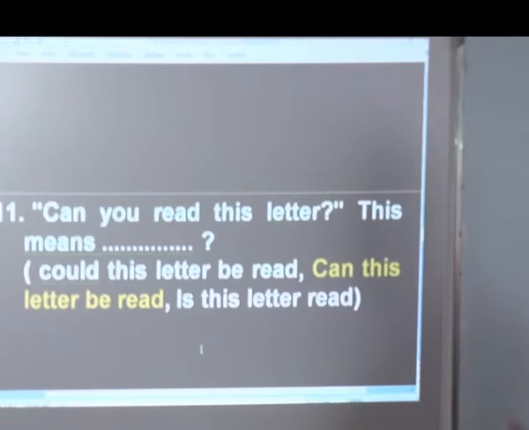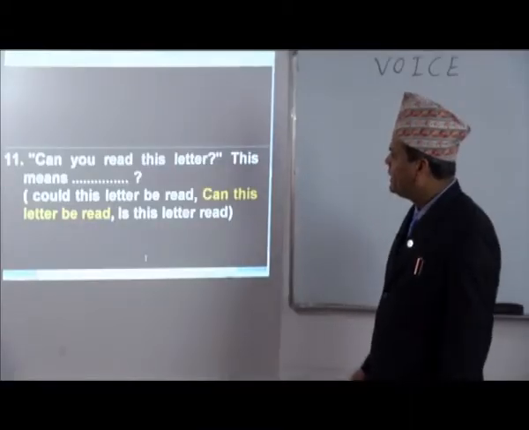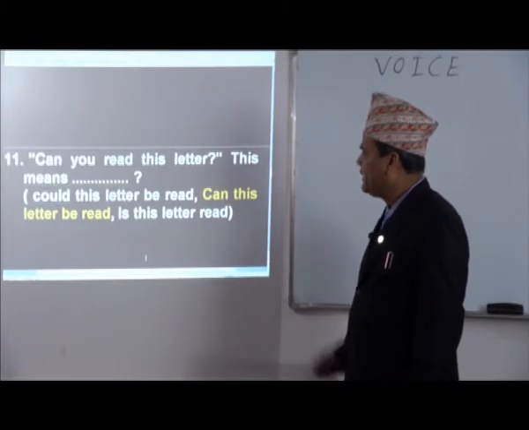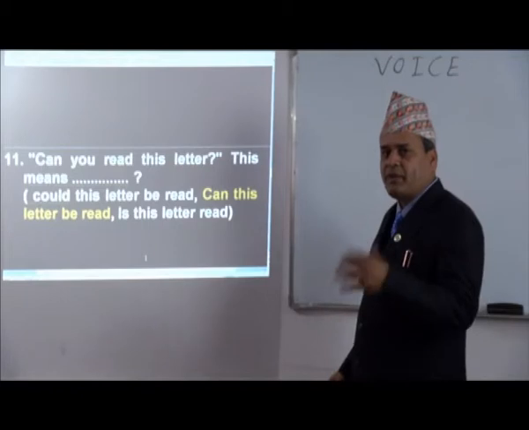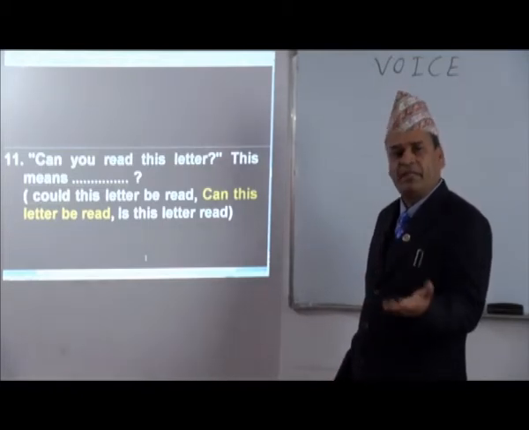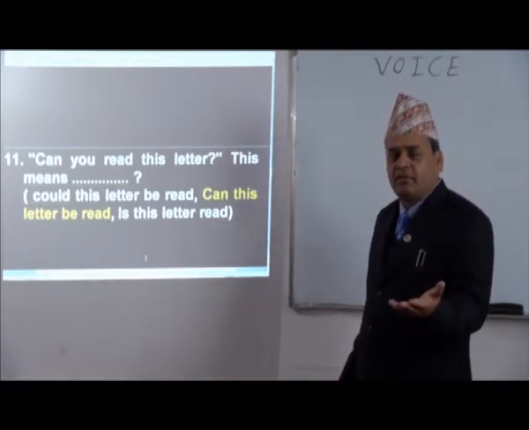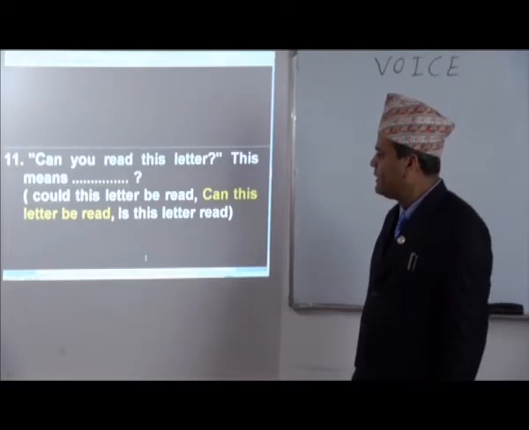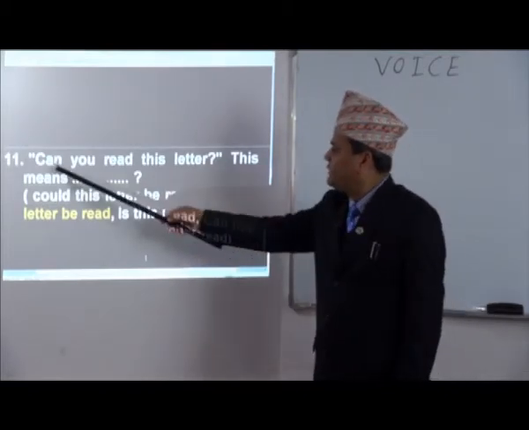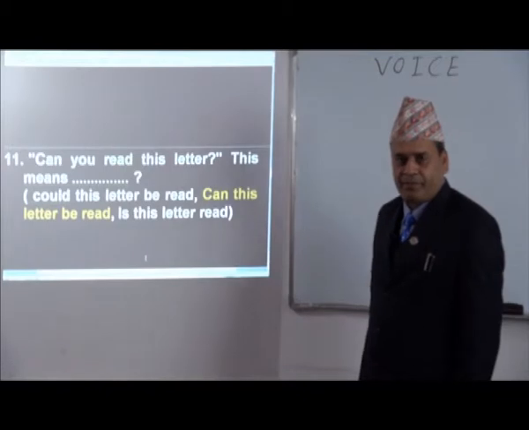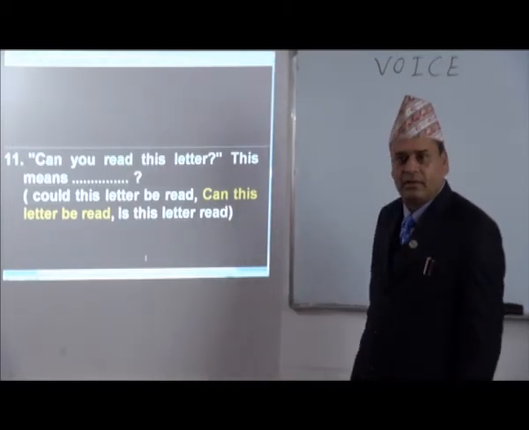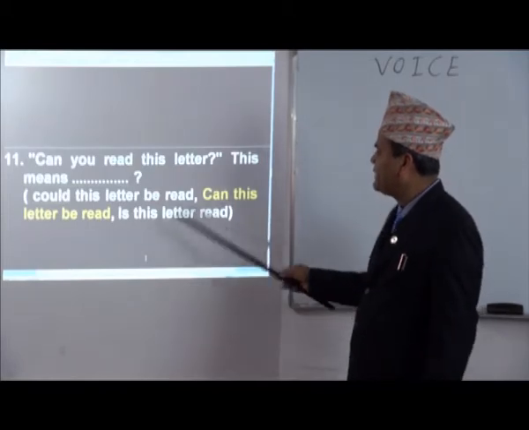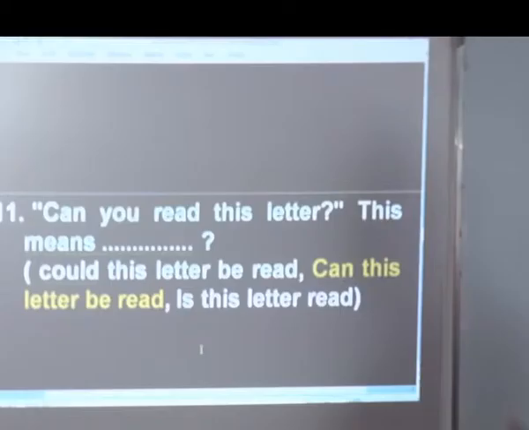In number 11, you can see, "Can you read this letter?" It's also in question form. And when the active is in question form, passive is also in the same, that means in the question form. Alright? So, here the sentence starts with "can," and in passive also, it starts with "can." So, you see here, "Can this letter be read?" Now, let's look at number 12.